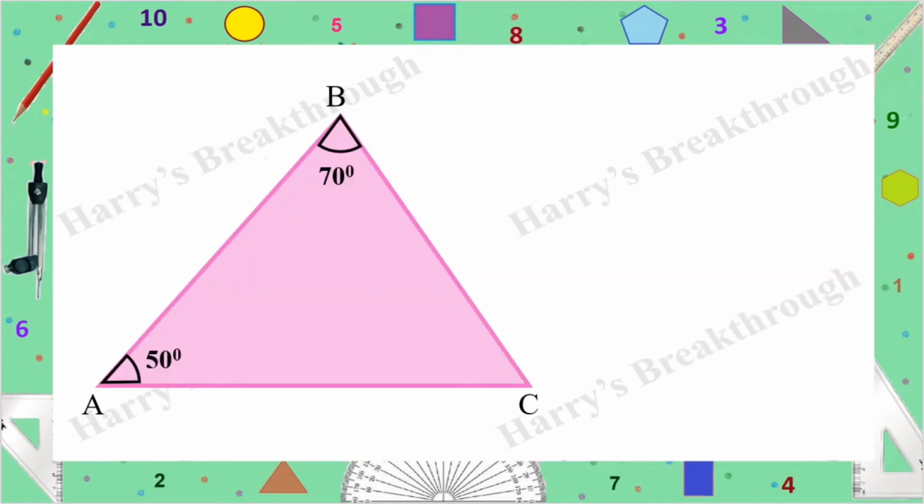Now look at this figure. Here you can see a triangle and two angles are marked. One angle is 50 degrees, another one is 70 degrees. Can you find the third angle, the angle C, without measuring? How can we find that?